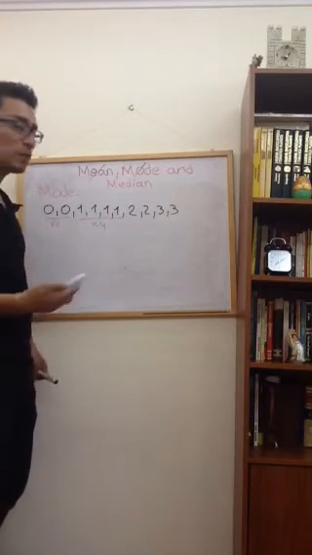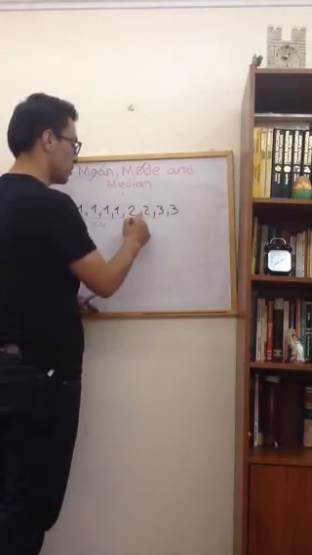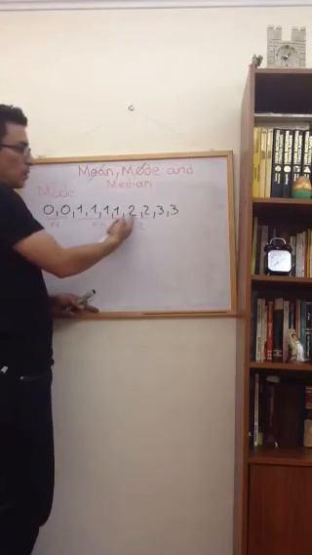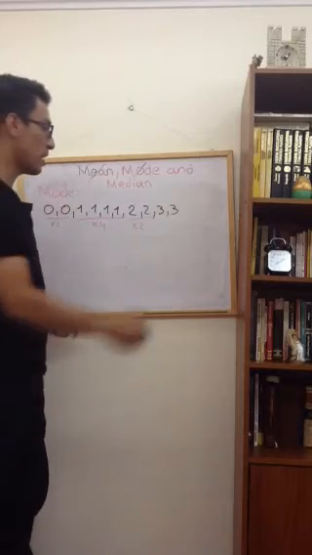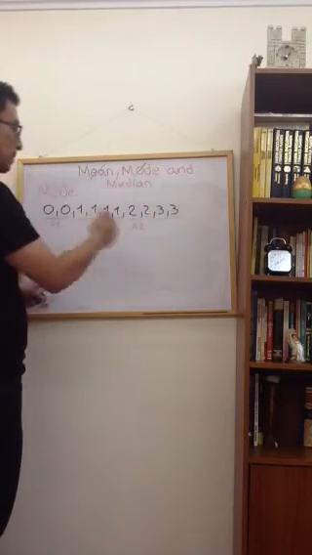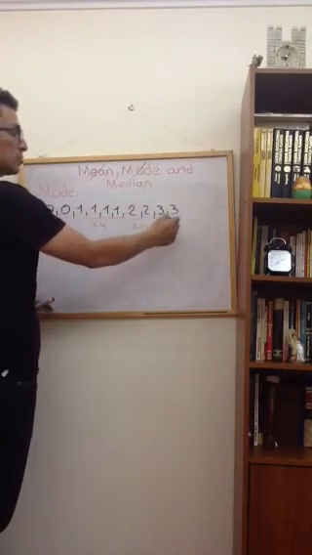How many times do we repeat 2? We repeat it 2 times. Why? 1 and 2. So we have 2 repeated twice. Alright? And how many times is 3 repeated? 1, 2. So it's also repeated 2 times.